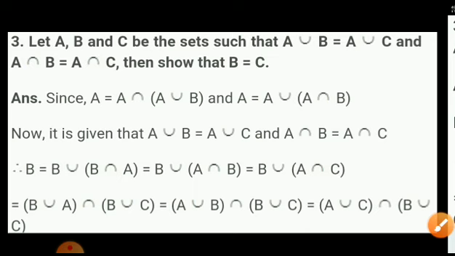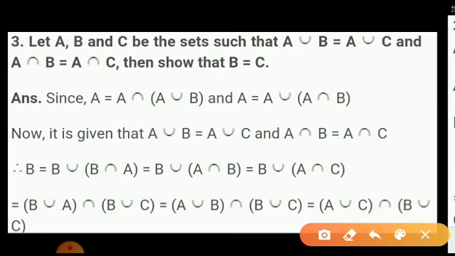Okay, so let us start. We have A union B is equal to A union C and A intersection B is equal to A intersection C. Now this is the important step. Okay, what is it?